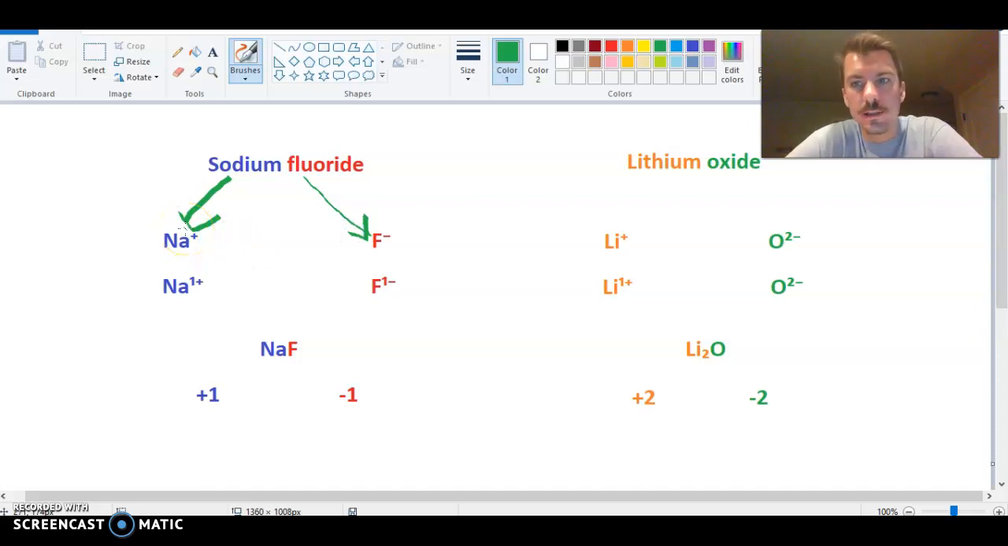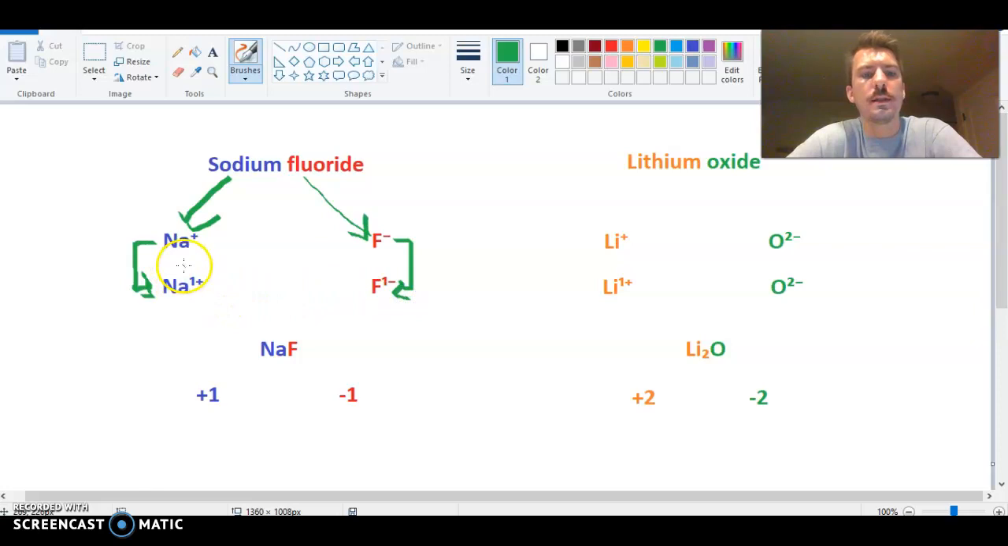What this means, if we had to quantify the charges, and the reason why I'm showing this is because the plus sign really means 1+. You don't see it written like this, but we need to get used to what Na+ means, not in terms of just sign, but in terms of quantity. Same thing with F-, that is a -1 charge.